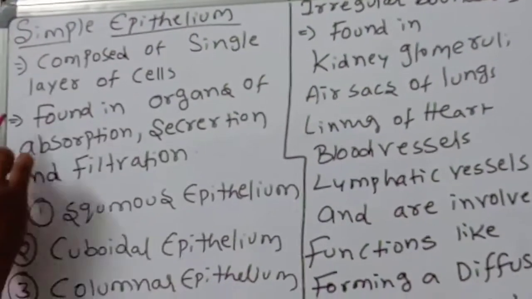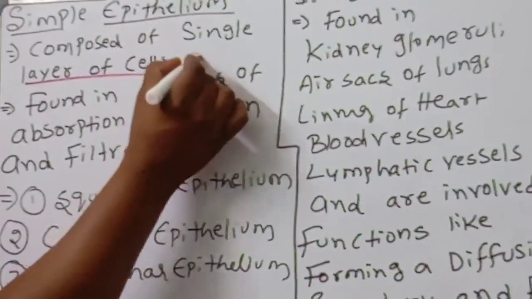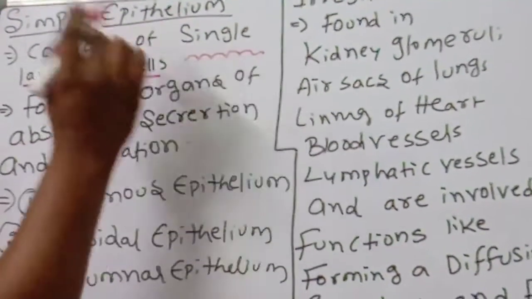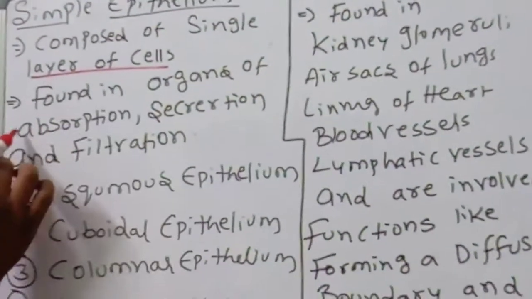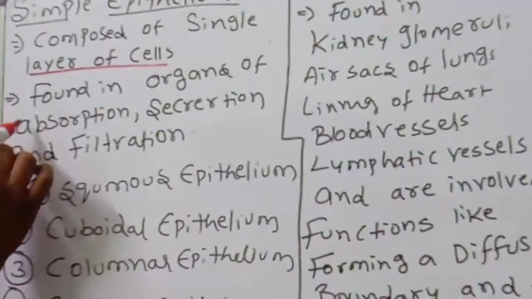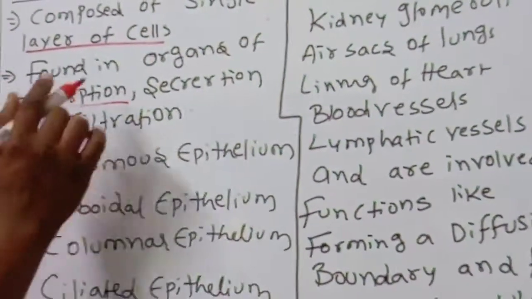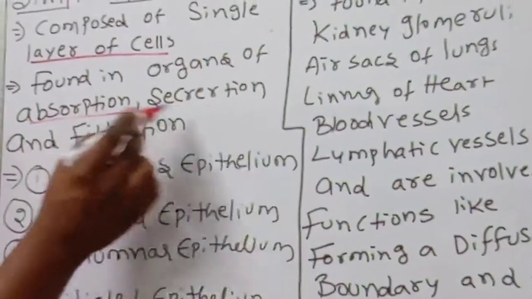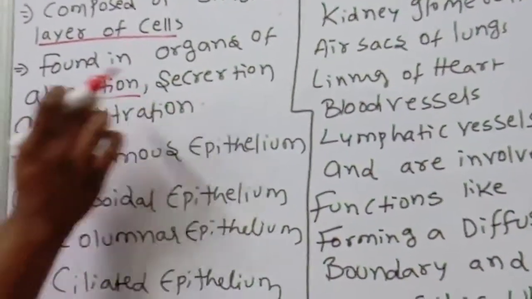Simple epithelium is composed of a single layer of cells. Just like this, single layer of cells. They are found in organs of absorption like intestine, secretion like glands of the digestive system, and filtration, so in the kidneys.